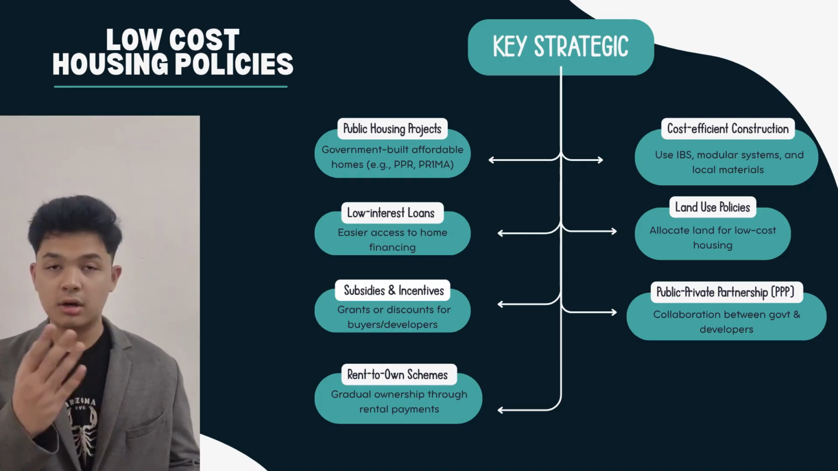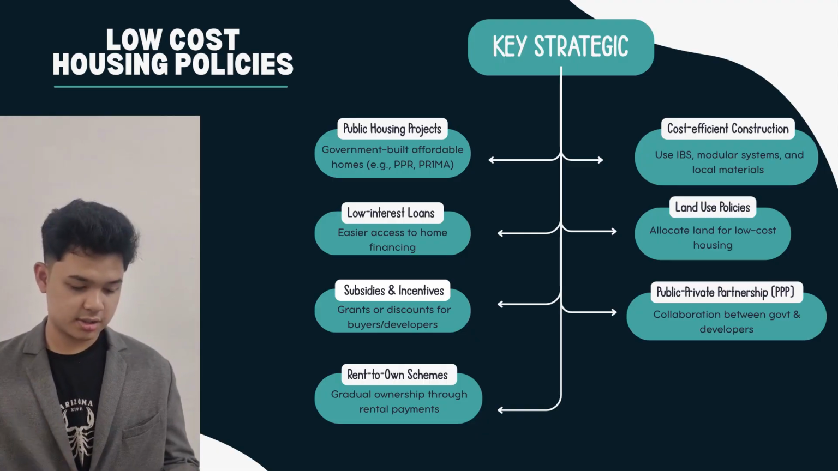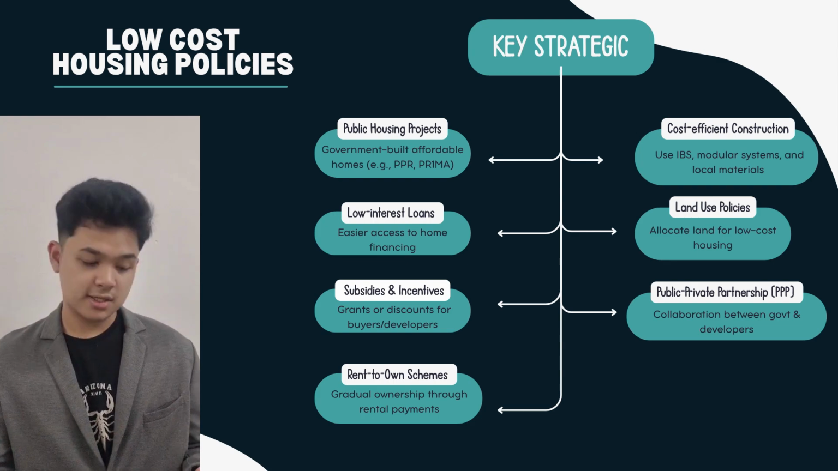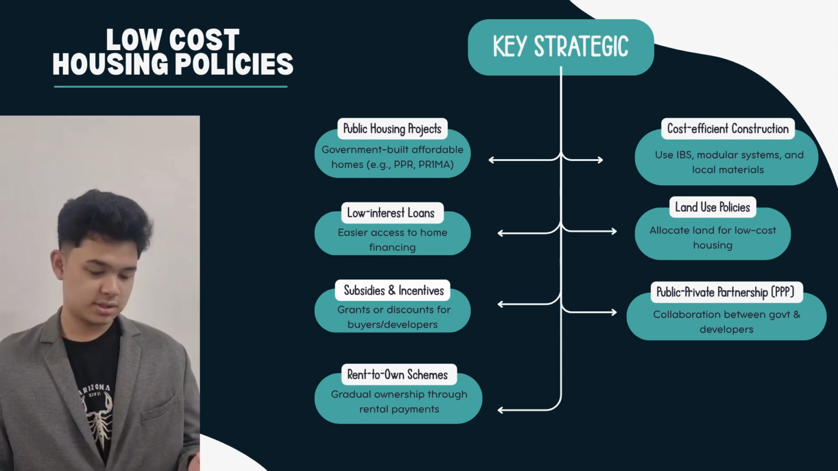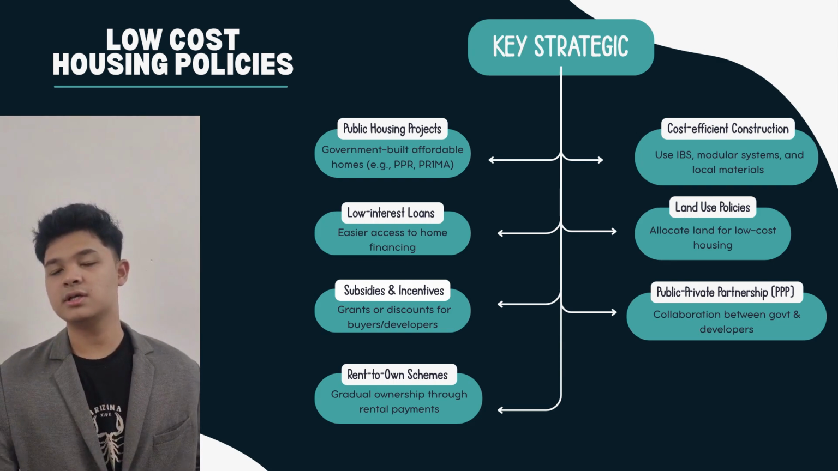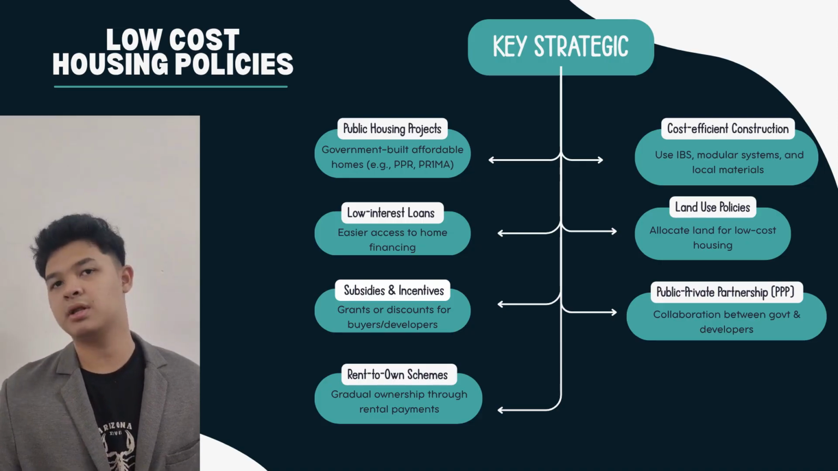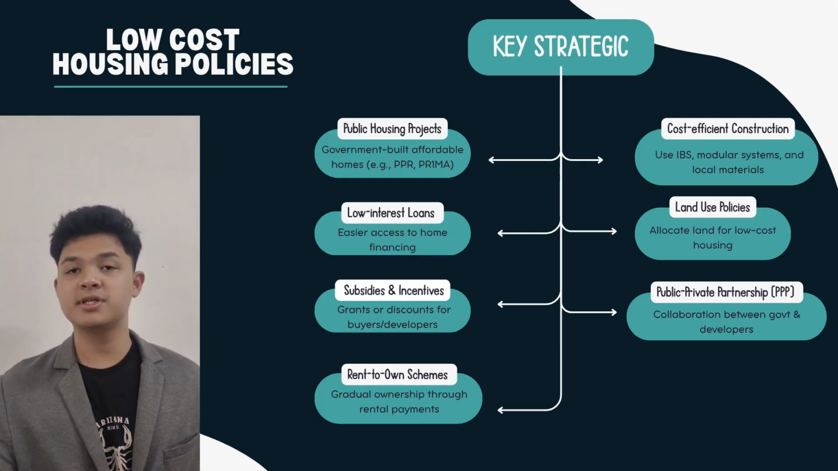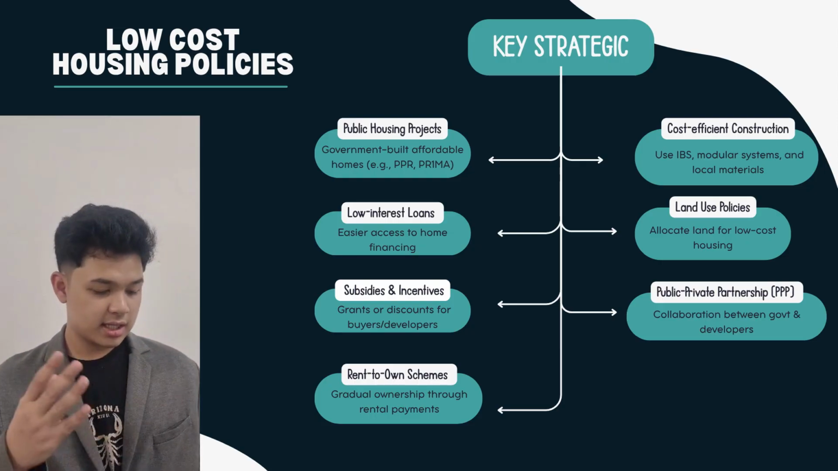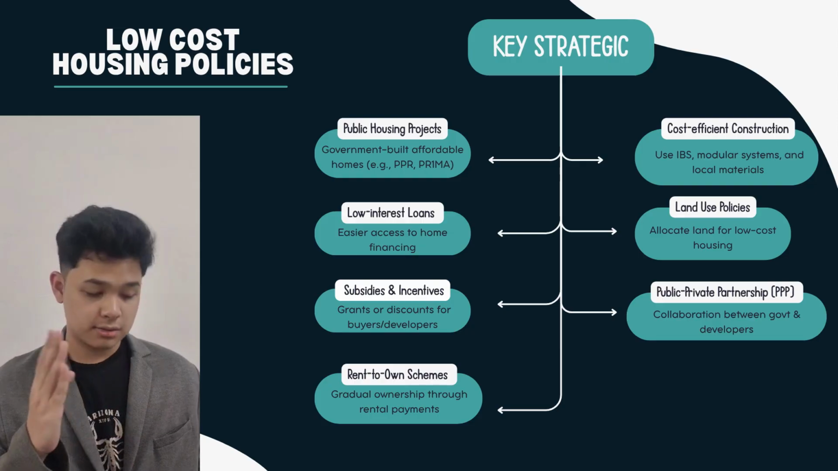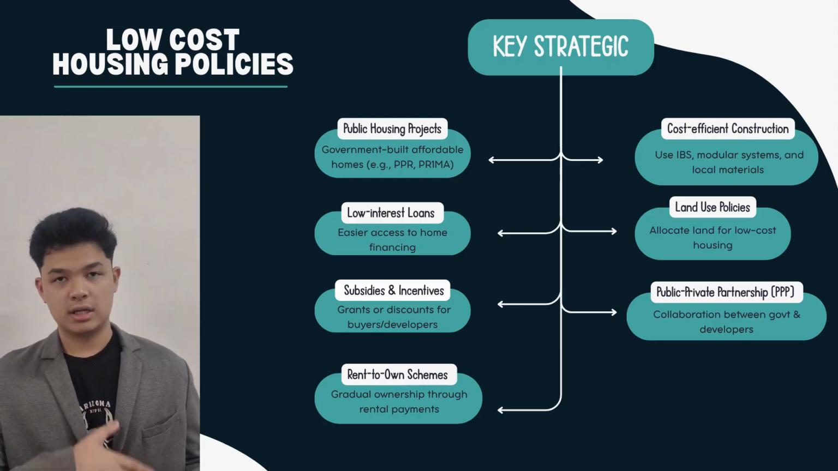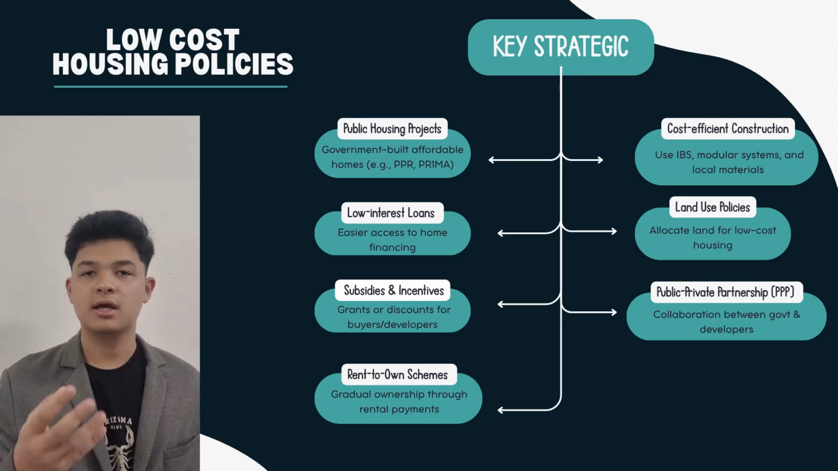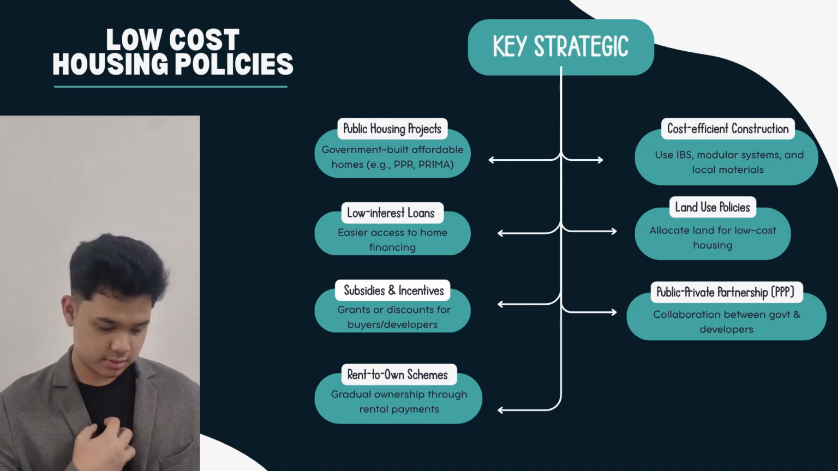After that, the cost-efficient construction, which usually uses IBS, modular system, and local materials. As you know, the local material is far cheaper compared to imported material. After that, we have the land use policies, which allocate land for low-cost housing. This is usually land that is owned by the government.